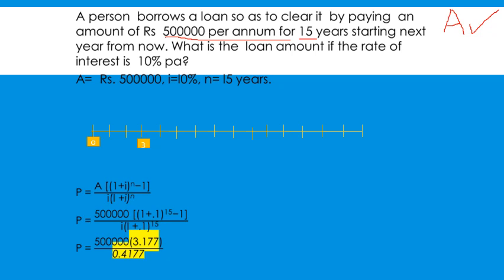What is to be found out? A person borrows a loan. When do we borrow a loan? We normally borrow a loan today. Whenever money flows today, what is that? That is nothing but P. P is unknown, P is to be calculated, A is known. This is the relationship between P and A. So A is 5 lakhs, i is given as 10% and n is equal to 15 years. They are all very clear.